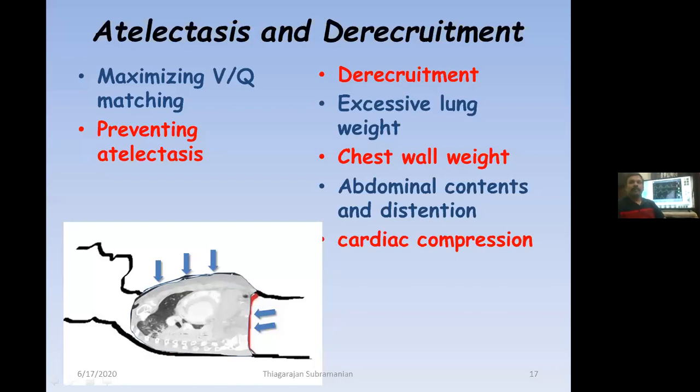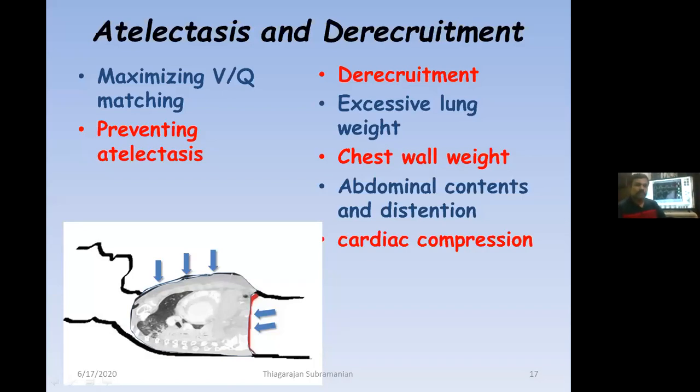So what happens whenever there is a collapse? Atelectasis is a lung collapse. Derecruitment is a larger collapse. It can be a different type of collapse; it is not only specific to the alveoli. The entire lung can be affected by excessive lung weight due to fluid, or by chest wall weight compressing over the lungs, and that may also cause derecruitment. Or the abdominal contents can distend over there. That can be an issue, and there can be a pericardial effusion. Cardiac compression may also cause derecruitment. So it can be a major problem when we talk about atelectasis and derecruitment.